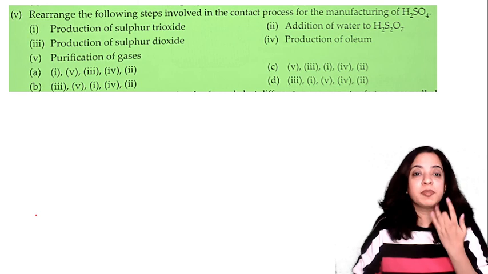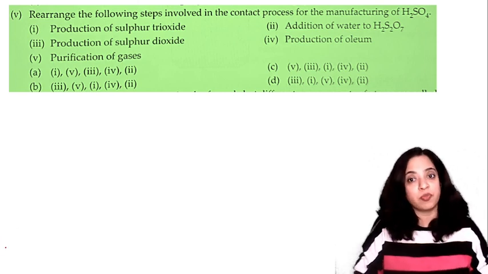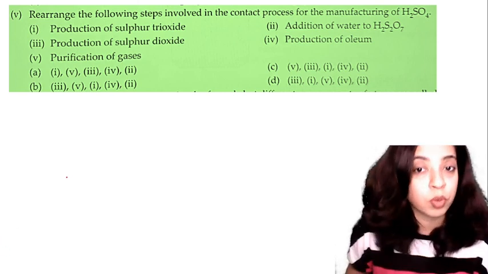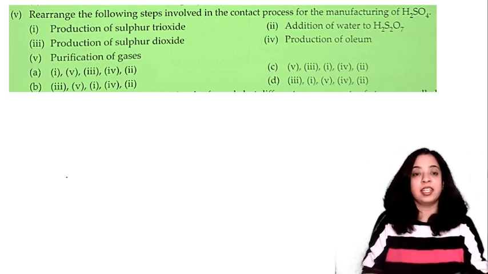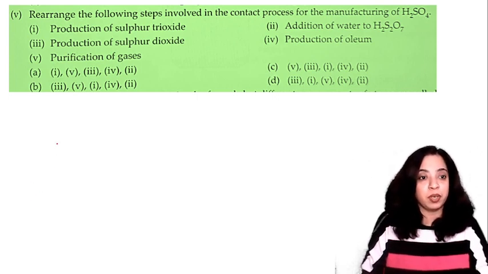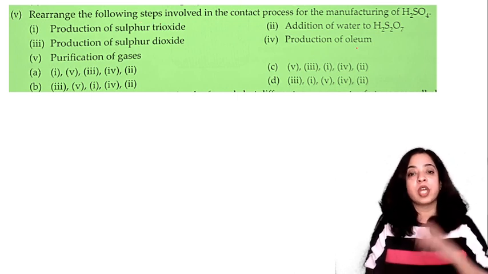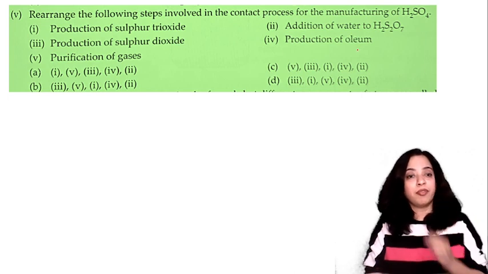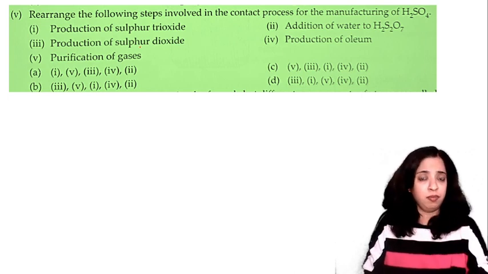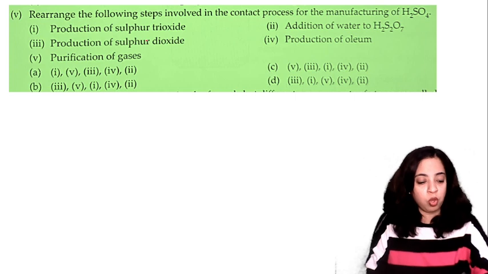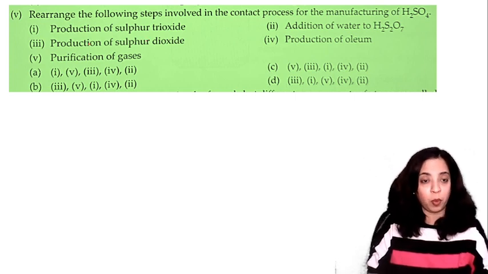Rearrange the following steps involved in the contact process for manufacture of H2SO4. So contact process is there, it is not in the reduced portion. Please remember that. Okay, so read the 4 points. Production of sulfur trioxide, addition of water to H2S2O7, और production of sulfur dioxide and production of oleum. तो इन चारों को हमें step wise we have to arrange. Okay, and then fifth is purification of gas.